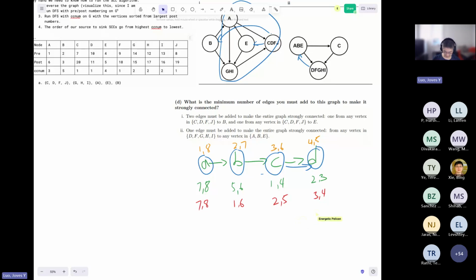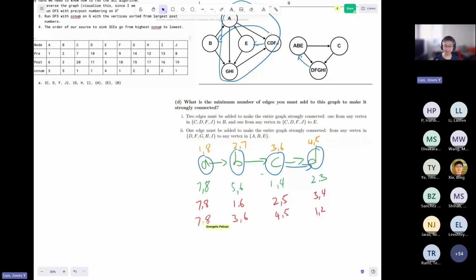Just for completion's sake, let's do D. And then where do you guys want me to start next? A, B, or C? Doesn't matter. Pick one. B. Okay. Still the same, right? It's always going to be ordered in the same way once you do the post number. That's why for the first DFS, the ordering does not matter. But once I have the ordering, which I know is from decreasing to increasing, I want to run my DFS the second time around in the correct order.